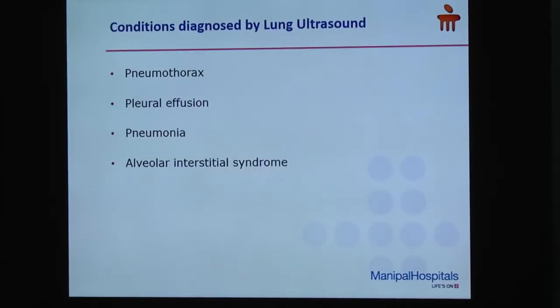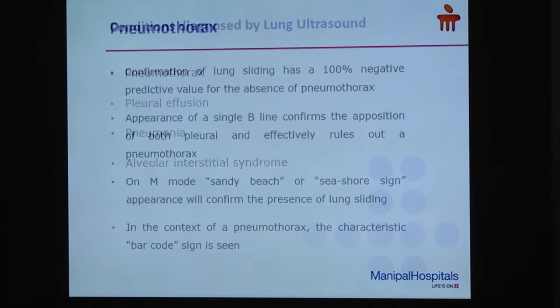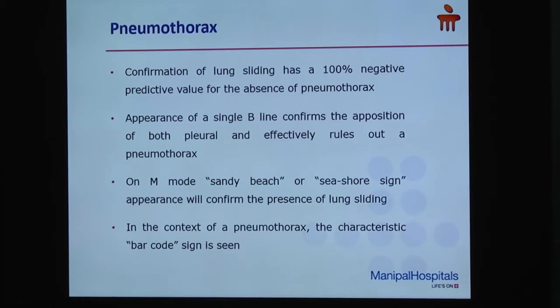So there are lots of conditions which can be diagnosed with ultrasound. And as we are using more and more, we are finding that actually even more pathologies can be identified by lung ultrasound. These are the standard ones: pneumothorax, pleural effusion, pneumonia, and alveolar interstitial syndrome, which may be pulmonary edema, ARDS, or any cause of lung disease which is bilateral and uniformly affects the lung. The first one is the pneumothorax. Ultrasound is very, very sensitive to diagnose pneumothorax. Pneumothorax is actually called a diagnosis of exclusion in terms of lung ultrasound.